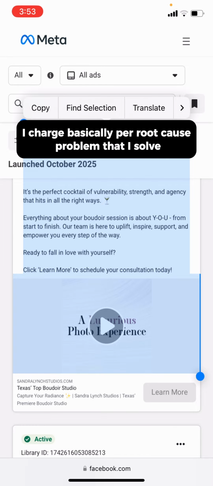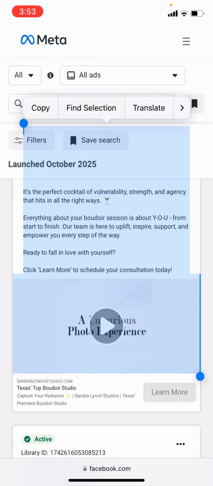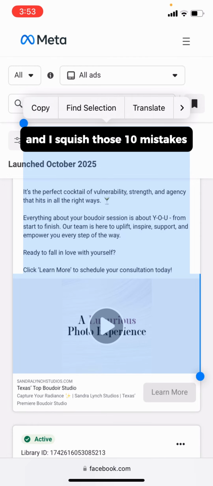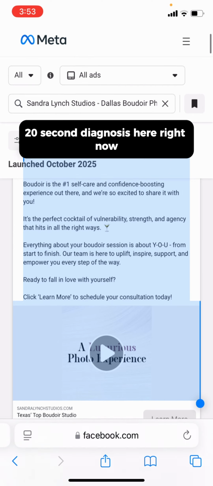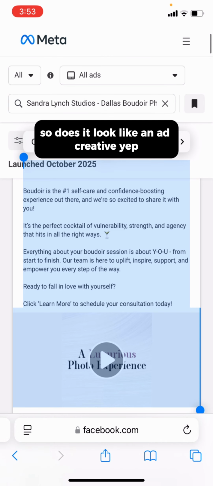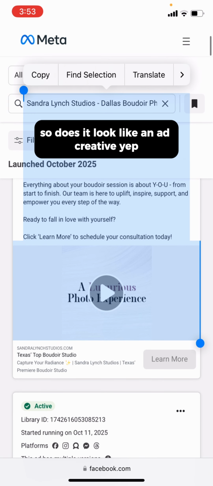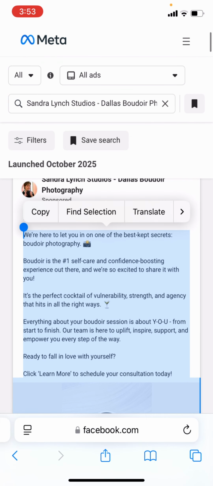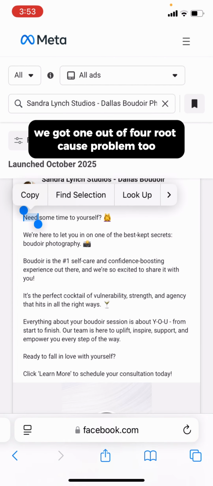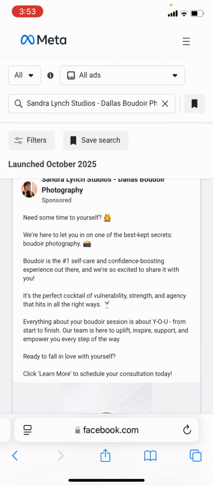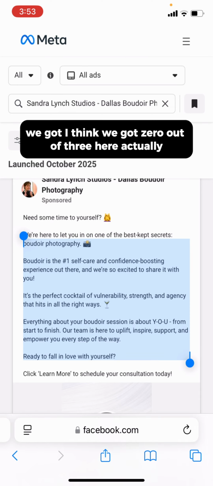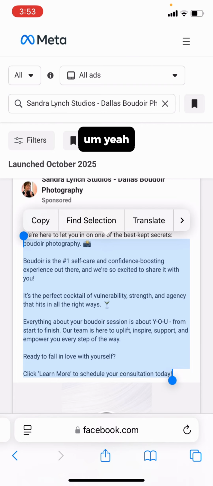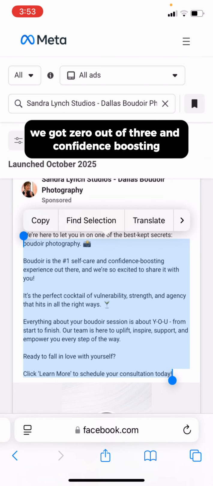Option 1, I charge basically per root cause problem that I solve, and I squish those 10 mistakes down to 5 root cause problems. So I'll give a 20-second diagnosis right now. Does it look like an ad? Creative, yep. Root cause problem 1. See more headline, we need 4 out of 4. We got 1 out of 4. Root cause problem 2. Body copy, we need 3 out of 3. I think we got 0 out of 3 here actually.